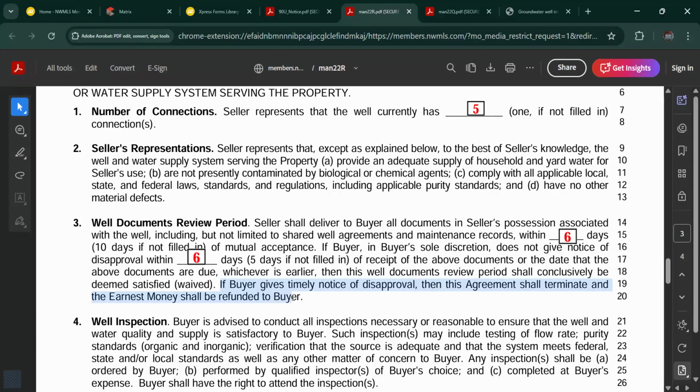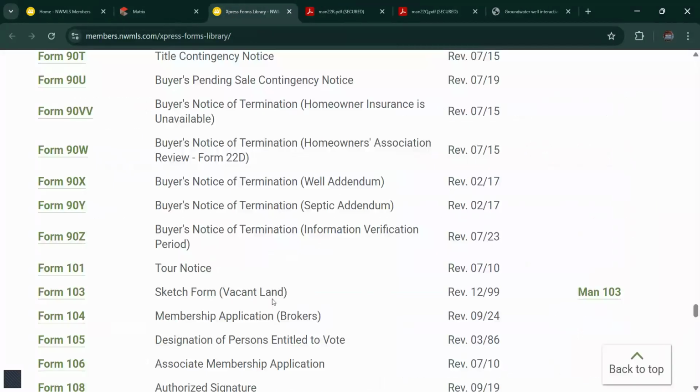There's that key phrase again I talked about earlier, right? All contingencies. So there's a well notice, or in the 90s, then Form 50 and a Form 50. It should say right here, buyer's notice of termination well, it's a 90X.